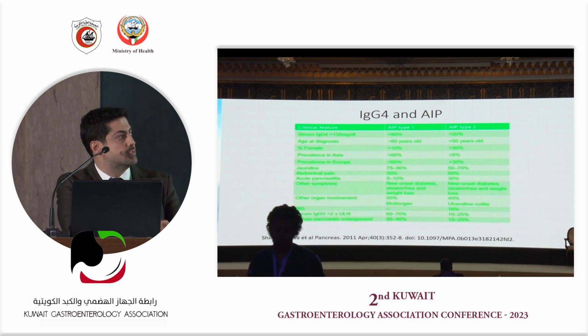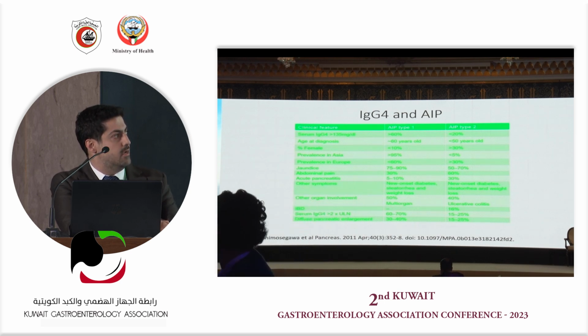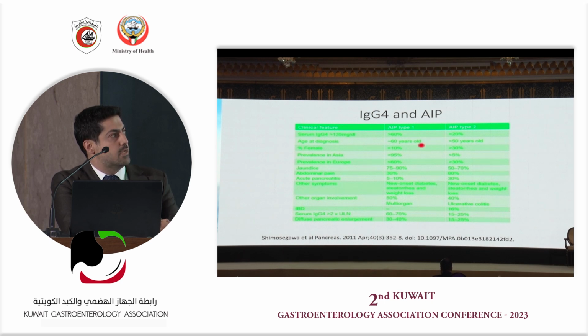And this table, I'm sorry if it's not very clear. However, the IgG4 level needs to be at least more than 2 times the upper limit of normal to diagnose at least type 1 of autoimmune pancreatitis. 60 to 70% of those patients will have more than 2 times upper limit of normal of IgG4, and this is exactly the opposite in type 2. Type 2 is a bit of a more challenging diagnosis.